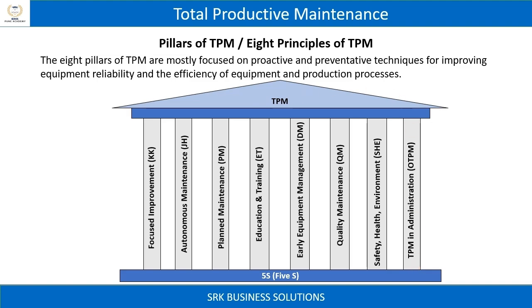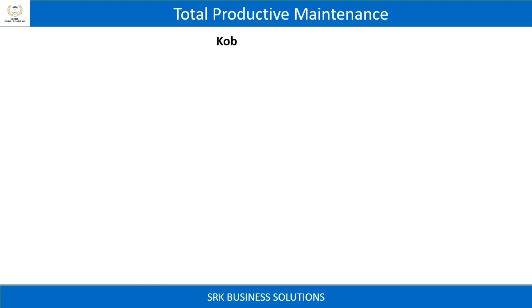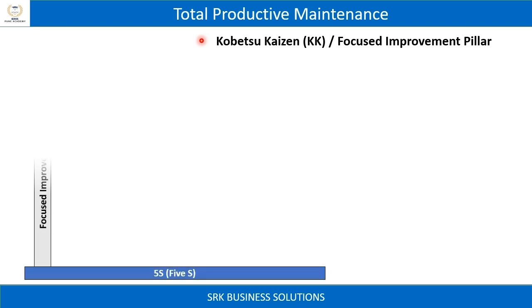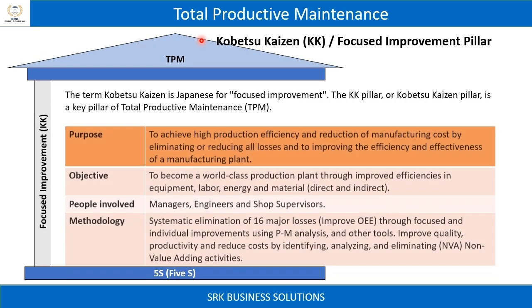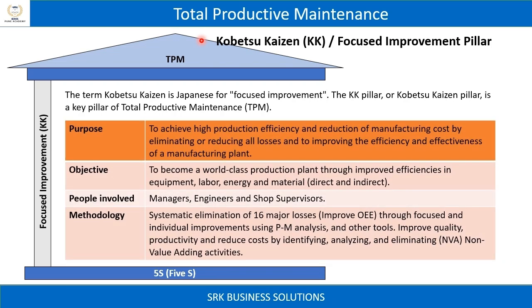The house of TPM is made up of very strong 8 pillars. The 8 pillars of TPM are mostly focused on proactive and preventative techniques for improving equipment reliability and the efficiency of equipment and production processes. Now we will see each pillar in detail: its role in TPM development, objective, methodology, and their relations with each other. The first pillar is focused improvement or Kobetsu Kaizen, that is the KK pillar.